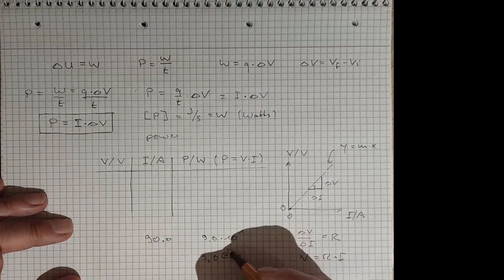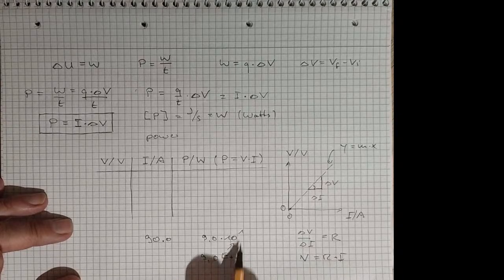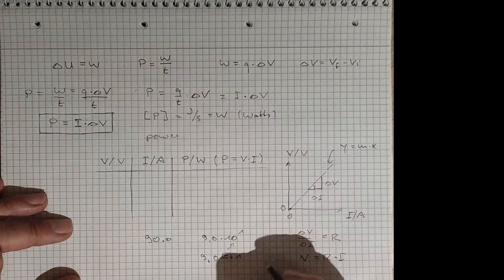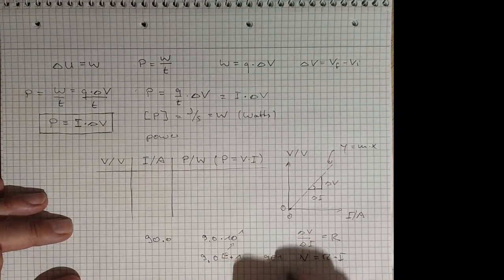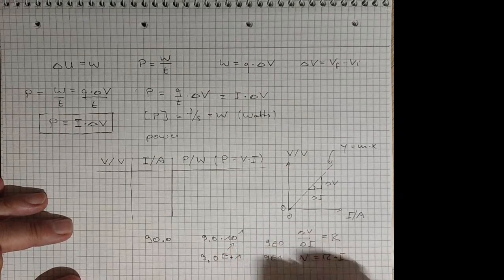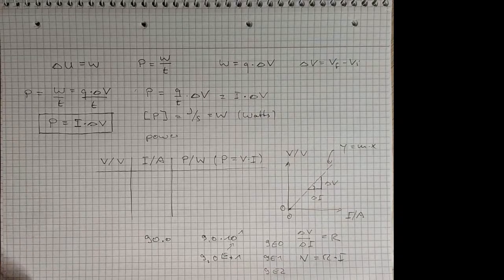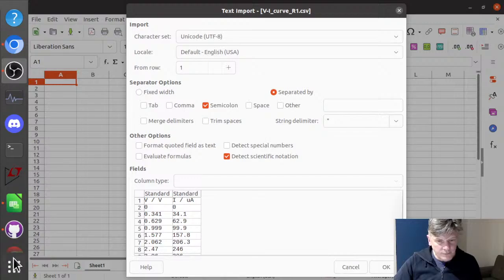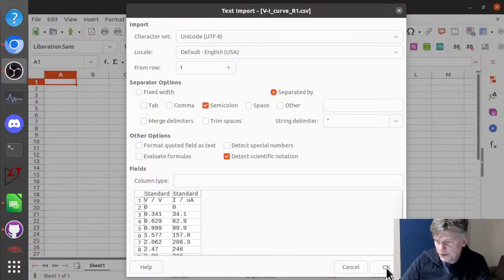E means 10 to the power of. So 9e1 would be 90, 9e0 is 9, 9e2 is 900. That's what scientific notation means in the numbers. Okay, so let's import this now. I think all our settings are okay.